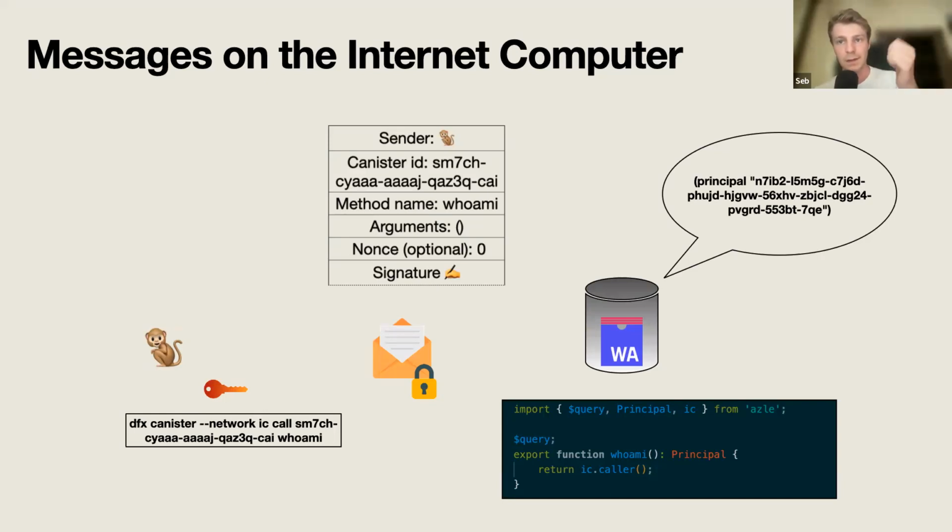So you can see here, I have coded this little example. I can show you later as well. It's a whoami function. So it's just returning the principal of the person that is calling this function. And so I have an identity and I have a principal associated with this identity.